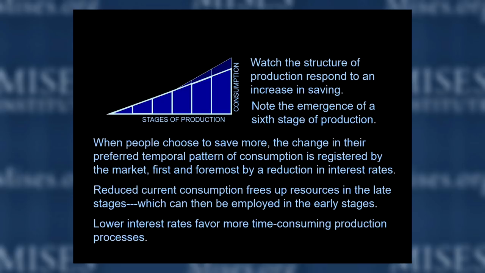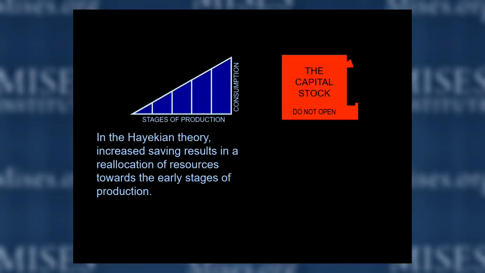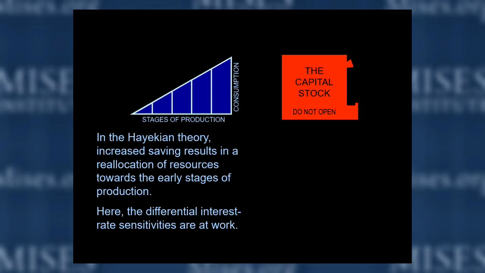All right. So sure enough, see, when Keynes saw that, he didn't have a triangle. So when he saw that people saved, that means they're not consuming. Well, hell, if they're not consuming, why would we be producing? Right. And Hayek realizes that, no, if they're saving, that changes the interest rate, and it makes production better, more profitable. So in Hayekian theory, increased saving results in a reallocation of resources towards the early stages of production. Here the differential interest rate sensitivities are at work.